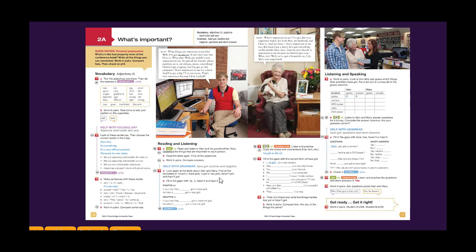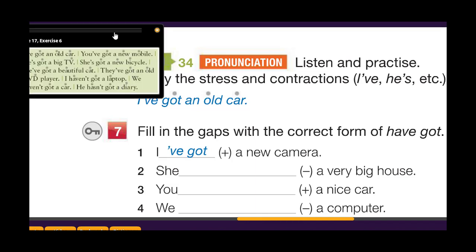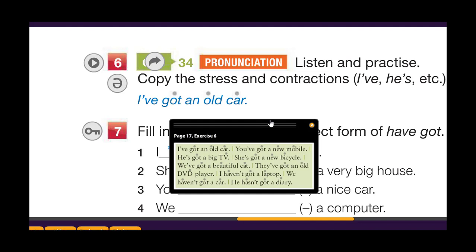Okay, let's move to exercise number 8. Sorry, exercise number 6. Listen and practice, copy the stress and contractions, I've, he's, etc. For example, here we say, I've got an old car. You put stress. You say, I've got an old car. This means stress. So you listen and copy the stress. These are the sentences. Listen. Track 34.